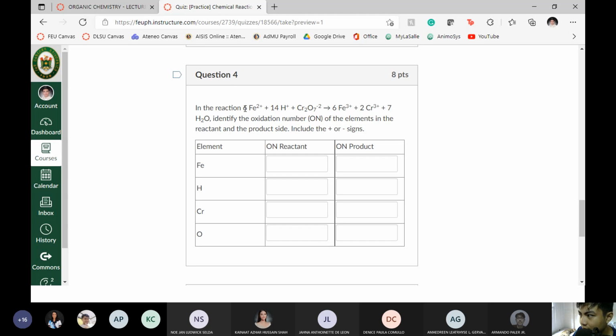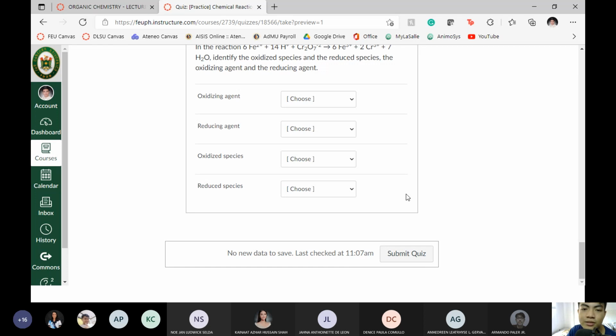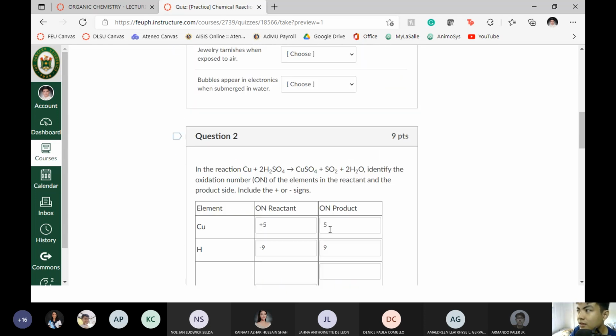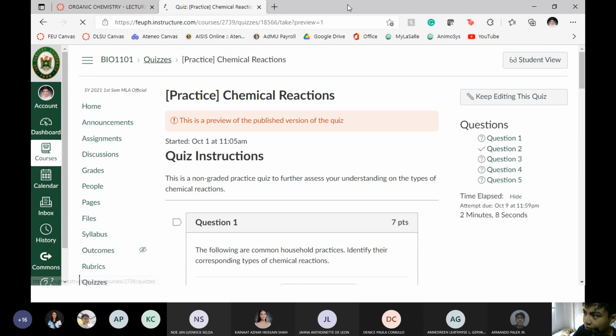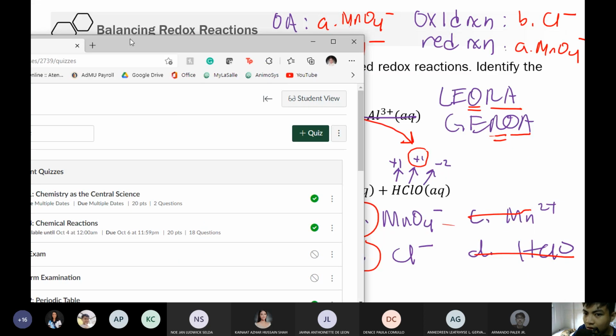So, same thing as this one. Ayan. Identify the oxidation numbers. Then, after you identify the oxidation numbers, identify sino yung oxidized species, reduced species, oxidizing agent, reducing agent. Pag sinabi na species, basically, what I'm pertaining to is the oxidation reaction, reduction reaction. Okay? So, yun lang yun. Then, kapag sinubmit quiz mo yan, lalabas yung result. Okay? So, I hope that this will be helpful for you sa quiz nyo. And the quiz will be available by next week.